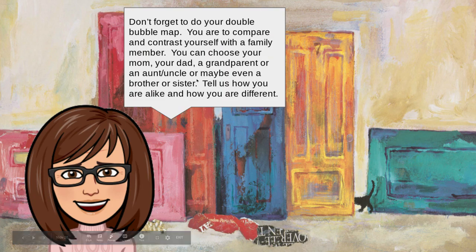Don't forget to do your double bubble map. You are to compare and contrast yourself with a family member. You can choose your mom, your dad, a grandparent, an aunt or an uncle, or maybe even a brother or a sister. Tell us about how you are alike and how you are different.